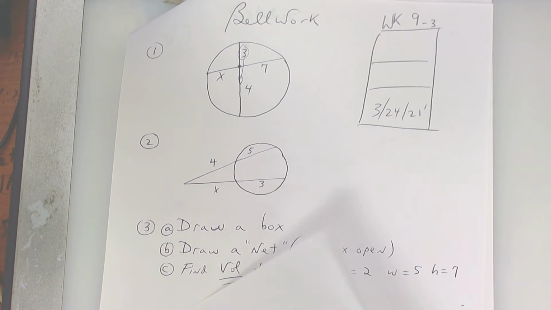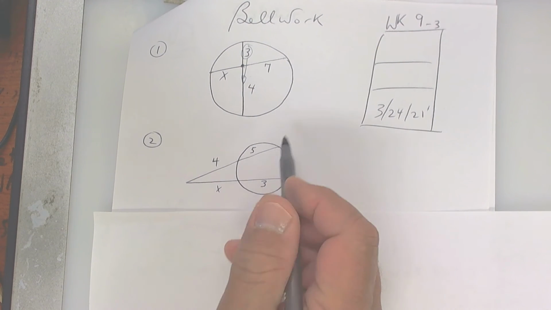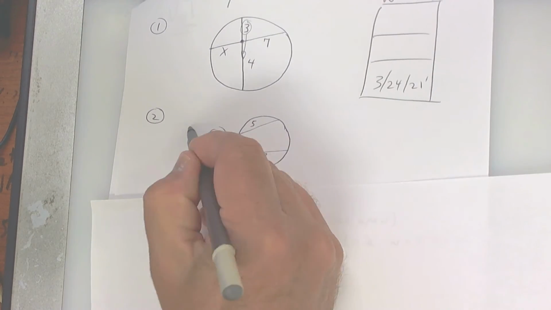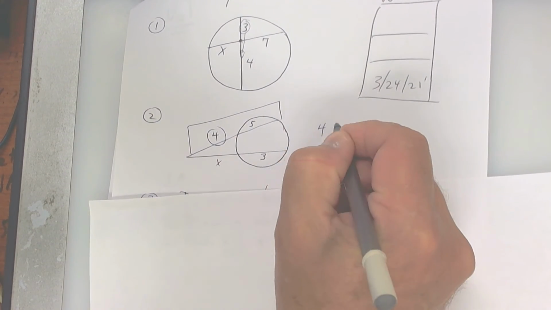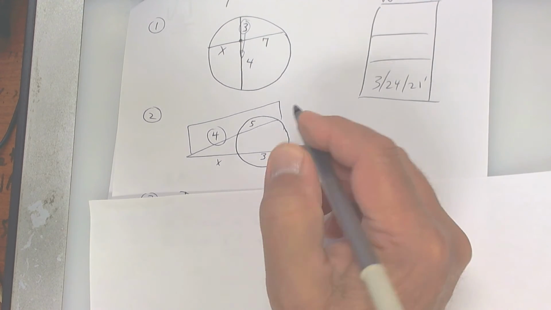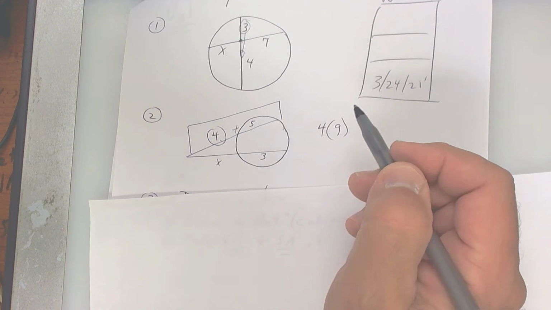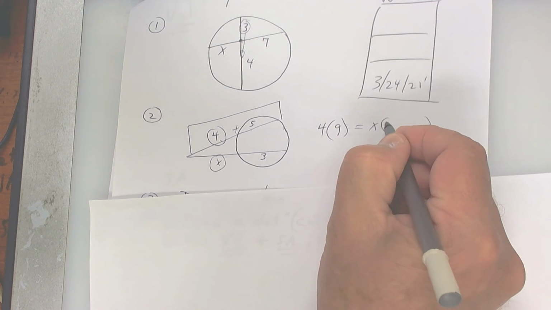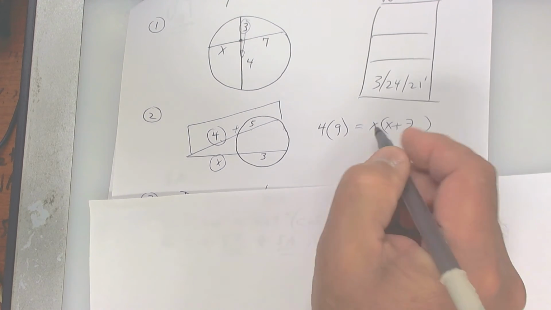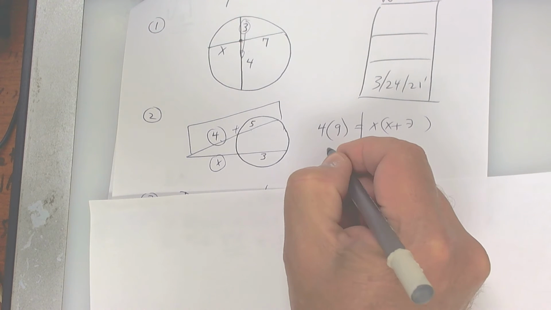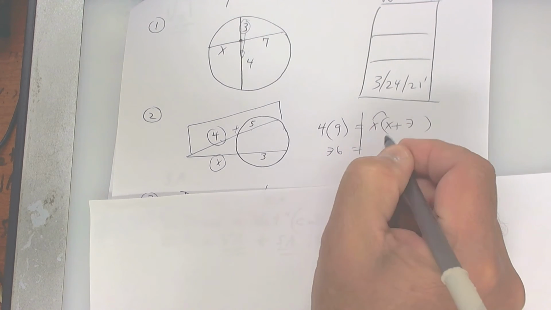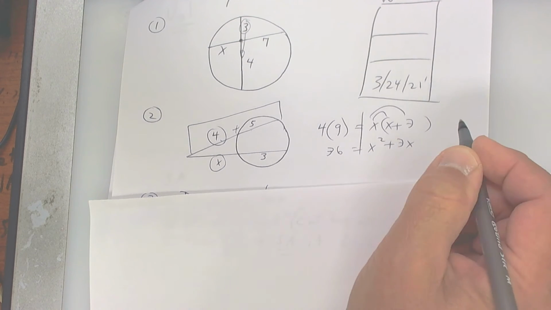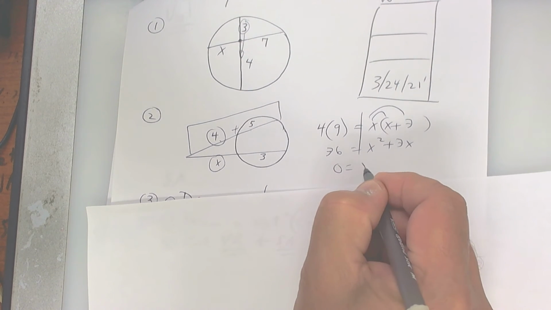Okay? This one right here is segments and it's outside. So remember it's the outside piece times the whole thing. So it's 4 times the whole thing, which is 9. 4 plus 5, you add that up, equals the outside piece, which is x, times the whole thing, which is x plus 3. Now here you're going to go ahead and get 36 right here is equal to x squared and then 3x.